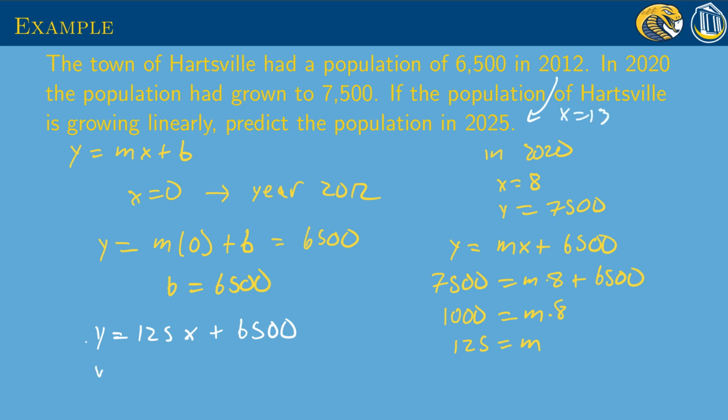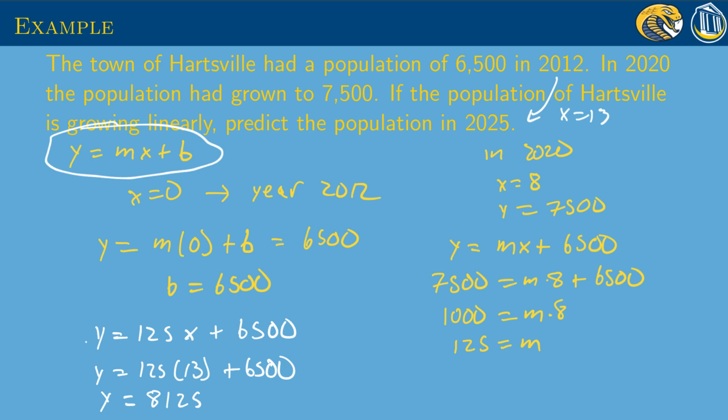And so we can write the population will be 125 times 13 plus 6,500. That is 1625 plus 6,500, or 8,125. Whenever we're doing problems like this, remember we always want to get to y equals mx plus b first, and then use that to solve the second part of the question.